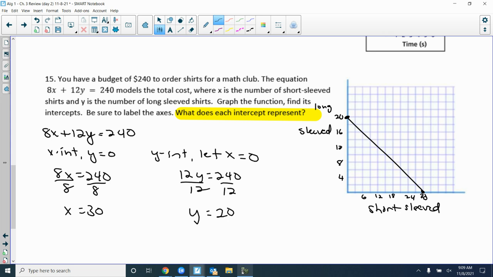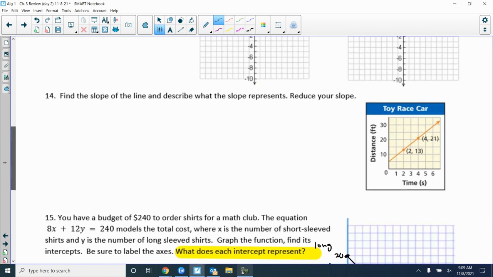Okay. For 14, find the slope of the line and describe what the slope represents. Now, some of these directions aren't going to be on here. I did it for the practice test. Like reduce your slope. That is just a reminder. That's not going to be on the test. You need to know that. Okay, so that's always the case.